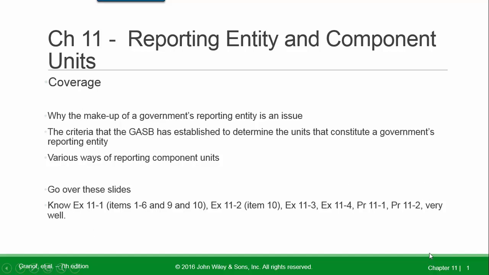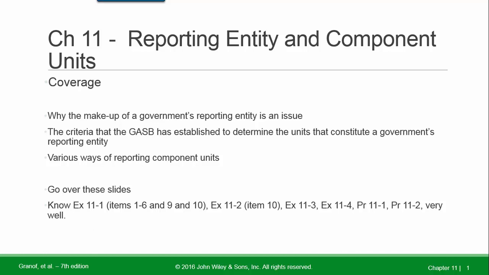Chapter 11, Reporting Entity and Component Units. Our coverage: why the makeup of a government's reporting entity is an issue, the criteria that the GASB has established to determine the units that constitute a government's reporting entity, and various ways of reporting component units.